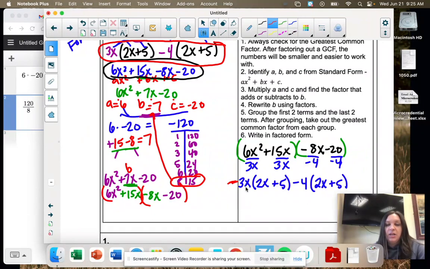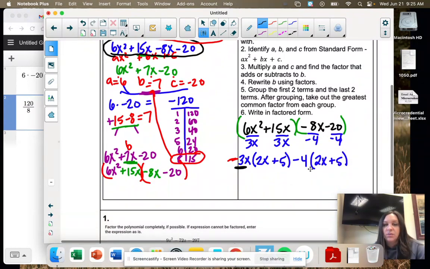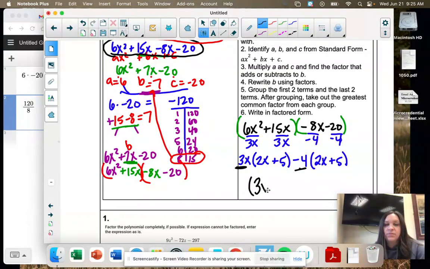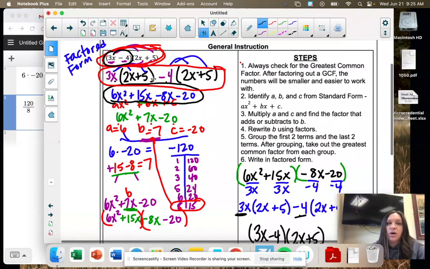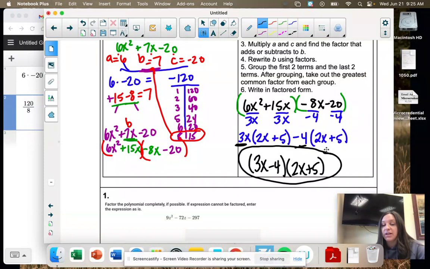So now we need to get from here to the beginning. So what do we do? We take what we took out. We took out the 3x and we took out the minus 4. That's one factor. So what we took out, 3x, that's not a negative, and the minus 4. And then this one that we have twice is the same because it's one binomial. We just wrote it twice to make sure we distributed. And that is how we go to factored form. It takes a while. The more you do it, the better you'll get.